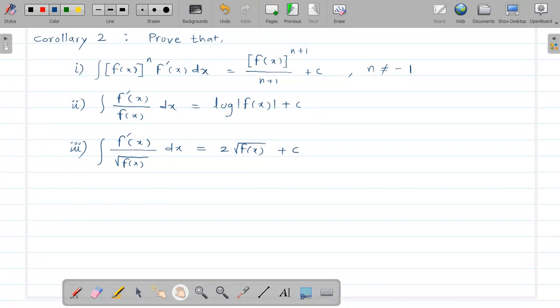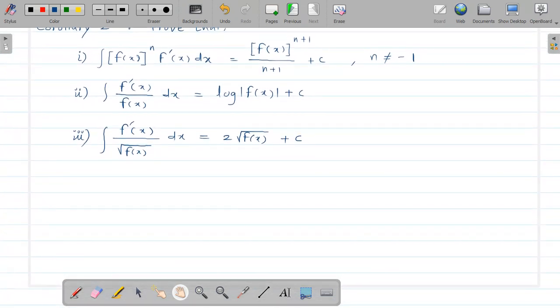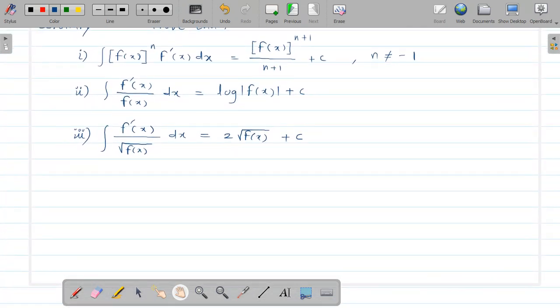In all these three results, if you use the substitution method, then the given integration is reduced to a standard form, and by getting the standard form, we can integrate with respect to the particular variable, and hence we get the answer of the integration. So see how you prove this. Let us see proof number 1.